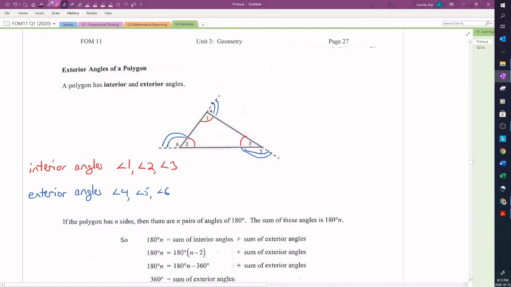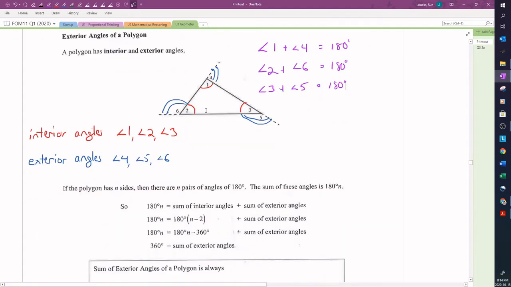Okay, now I'm hoping that you notice that angle 1 plus angle 4, those are angles on a line, and together they equal 180 degrees. And the same for angle 2 plus angle 6. Those equal 180 degrees, and angle 3 plus angle 5 also equal 180 degrees. Okay, so this gives us, let's walk through this.